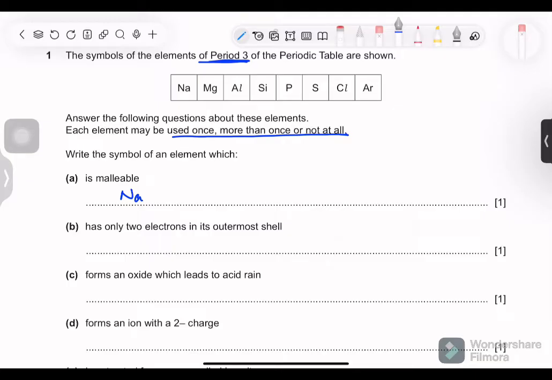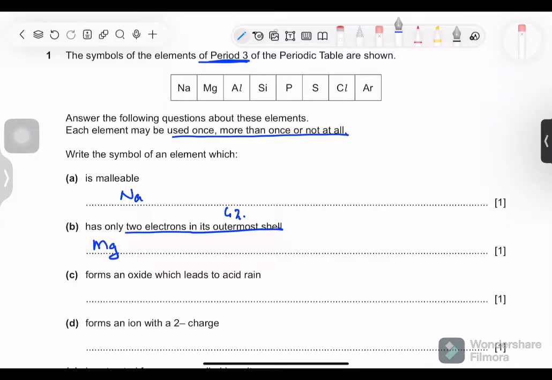Has only two electrons in its outermost shell. So this should be something from group 6. Group 6, because in group 6 it means that it has six outer shell electrons. Oh no, sorry. They said it has only two electrons in its outermost shell. So it should be in group 2, because the number of outermost electrons is equal to the group number. So in group 2 we have magnesium.